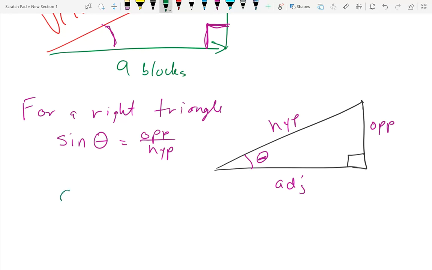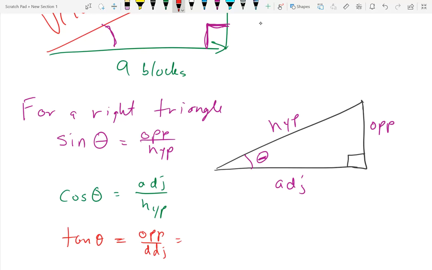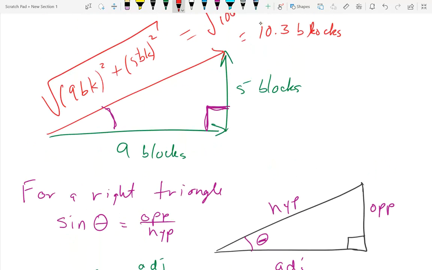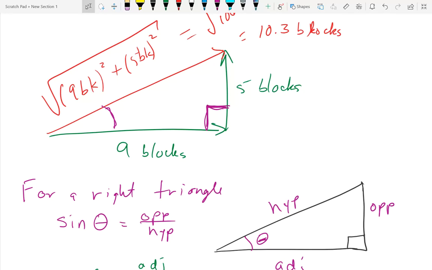Then we have cosine theta is the adjacent over the hypotenuse. And finally, we have tangent theta is equal to the opposite over the adjacent, which is also conveniently enough equal to sine of theta divided by cosine of theta. So looking at the triangle that I have, I've now calculated all three of the sides. I used the Pythagorean theorem to go from opposite and adjacent to getting the hypotenuse.